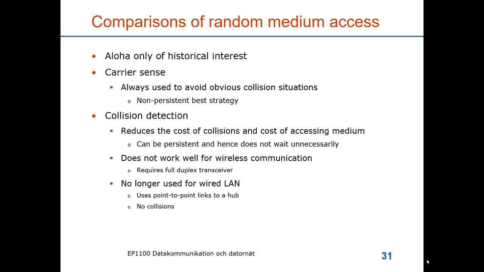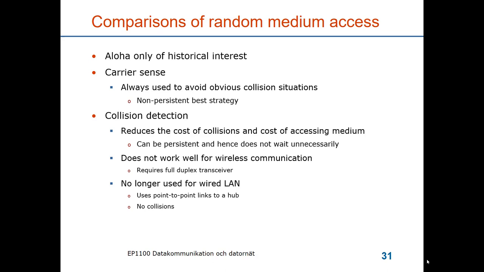Collision detection reduces the cost of collisions. The collision cost can be so low that we can allow a persistent strategy to access the channel for backlog nodes. But the collision detection doesn't work well for wireless communication and would require a full duplex transceiver. CSMA/CD is not used any longer for wired local area networks. They use instead point-to-point links to a hub, and there are no collisions in such a network.